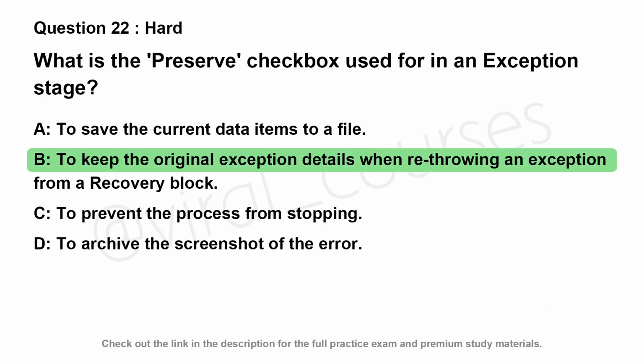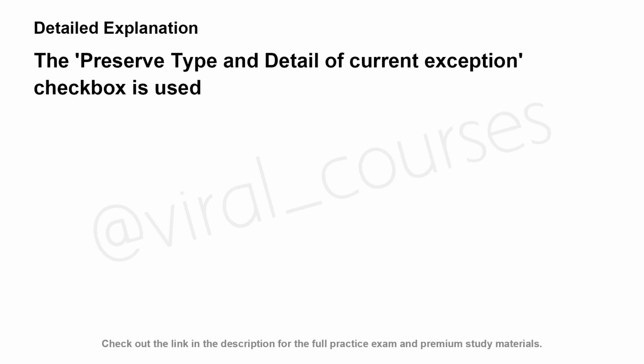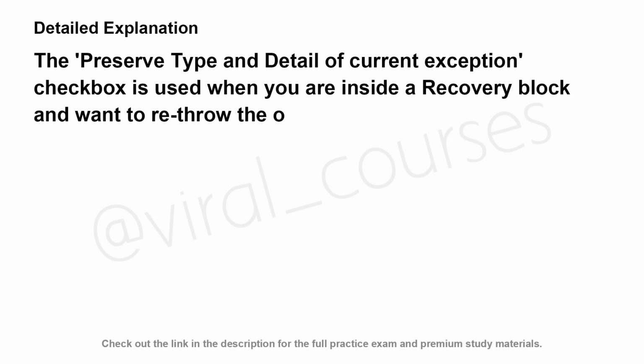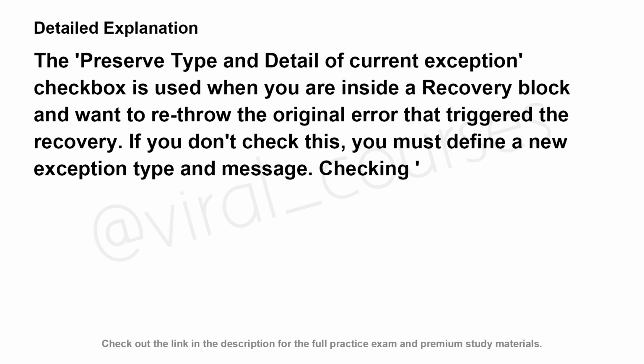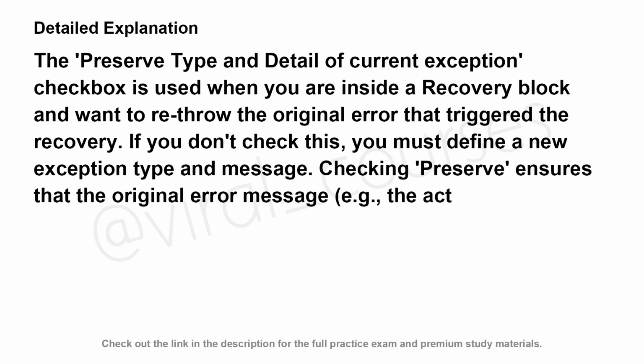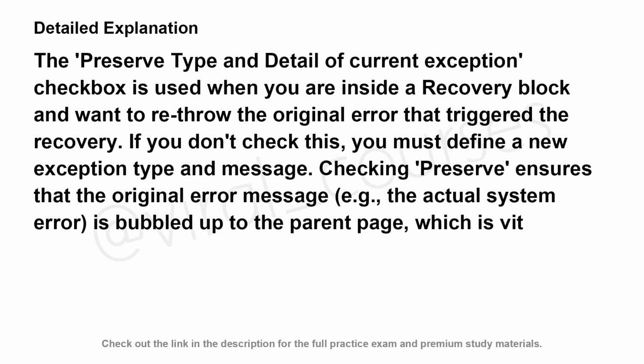The correct answer is B. The Preserve Type and Detail of Current Exception checkbox is used when you are inside a recovery block and want to rethrow the original error that triggered the recovery. If you don't check this, you must define a new exception type and message. Checking Preserve ensures that the original error message, e.g., the actual system error, is bubbled up to the parent page, which is vital for accurate logging.